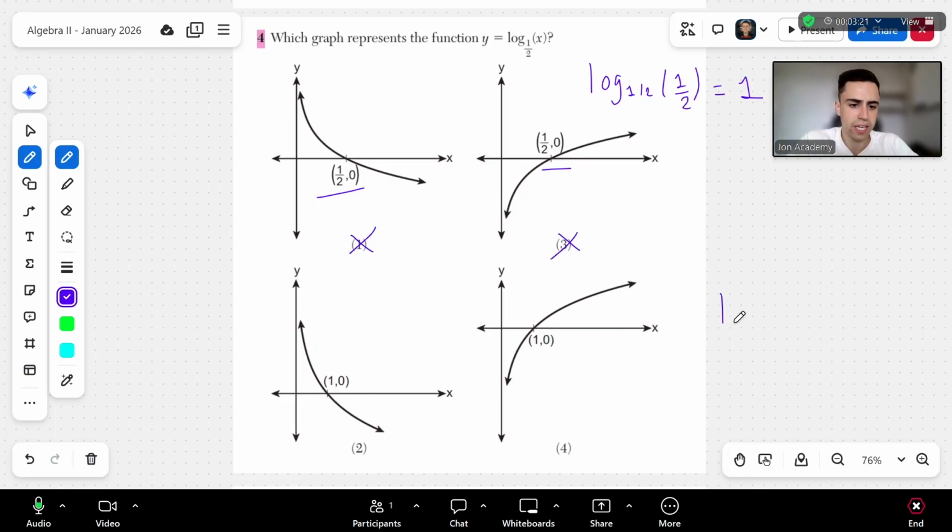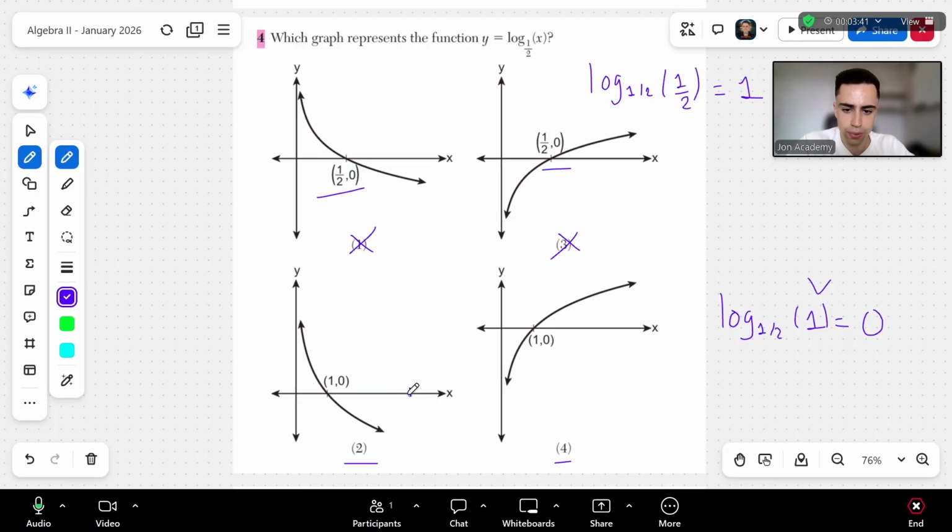And now let's do the same with the logarithm in base 1/2 of 1. And that one should be equal to 0. We can check it now here. And yes, it's equal to 0. Therefore, it has to be either 2 or 4. And how can we decide which one is the correct one? We can take another value.